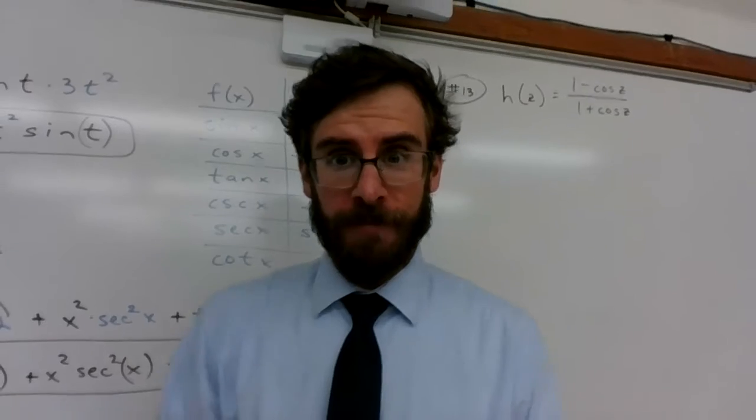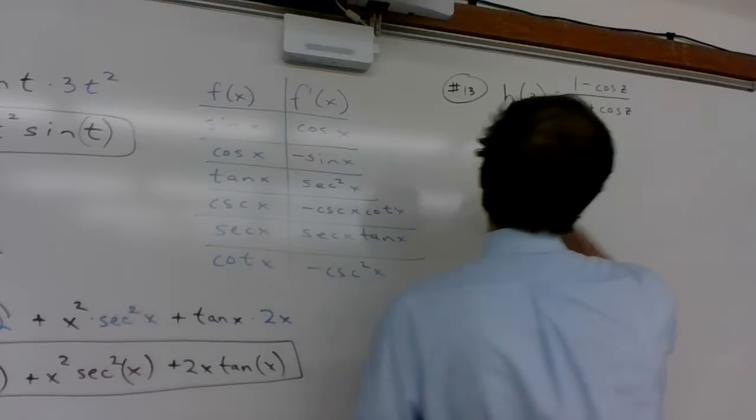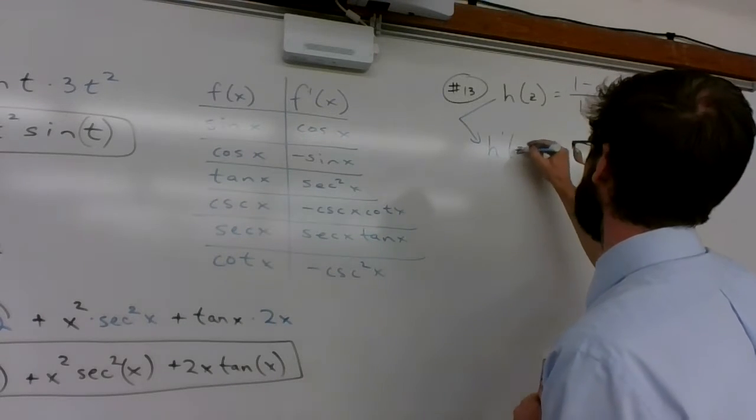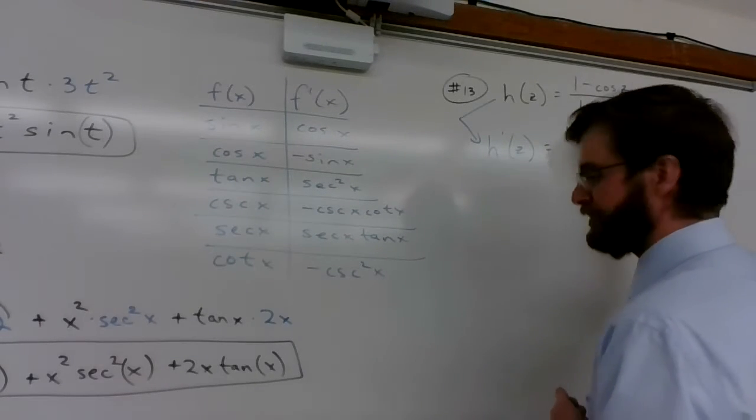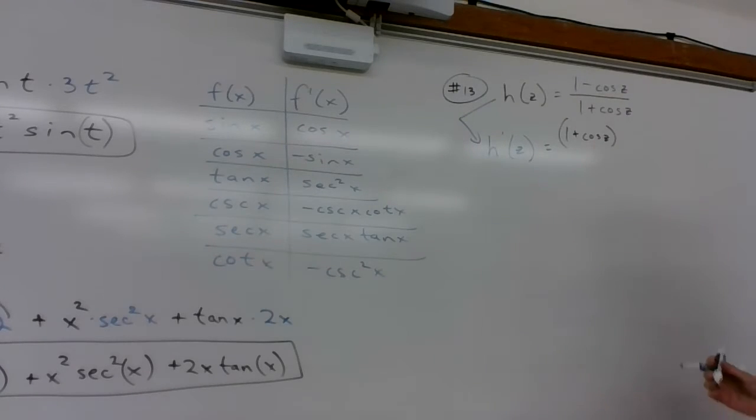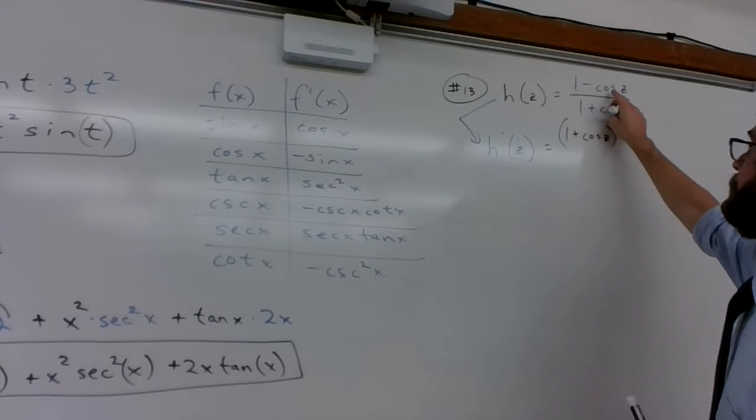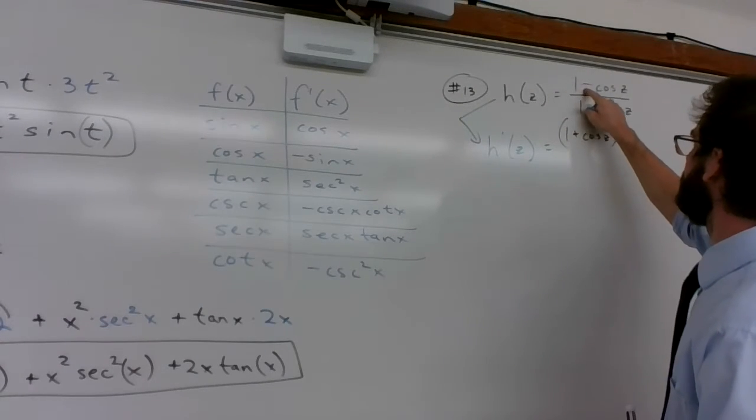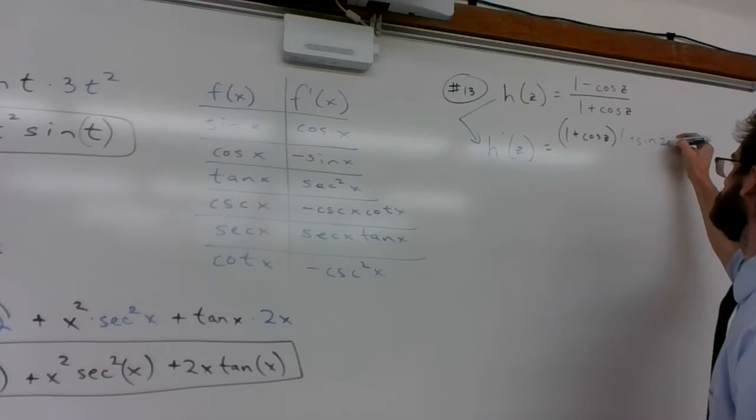Okay. Oh, quotient rule. Let's do it. Number 13. Remember, h prime of z. Remember quotient rule? Bottom, unchanged, times the derivative of the top. So, the derivative of 1, 0. Derivative of cosine is negative sine. So it's 0 minus negative sine. So it ends up being positive sine of z.